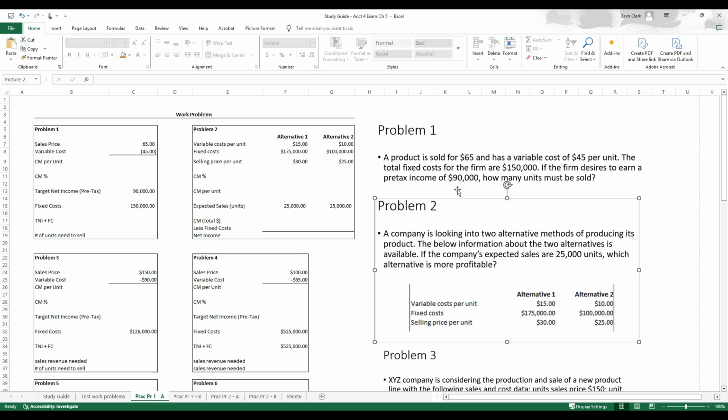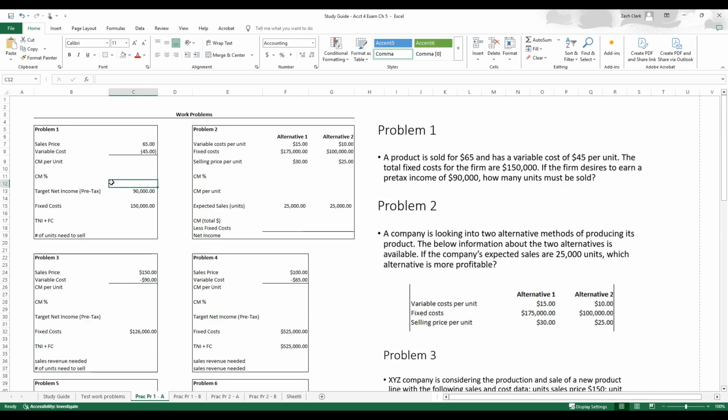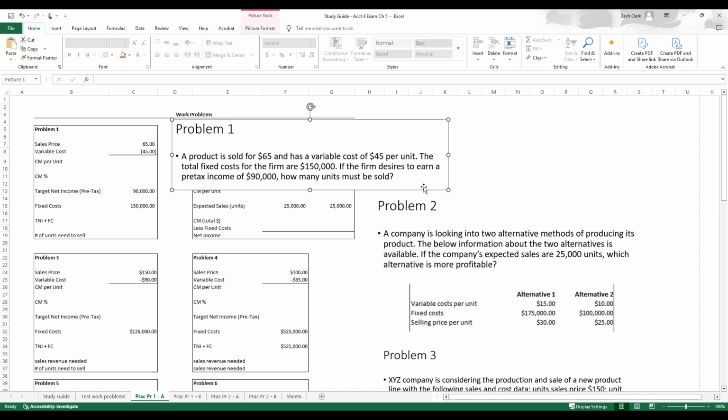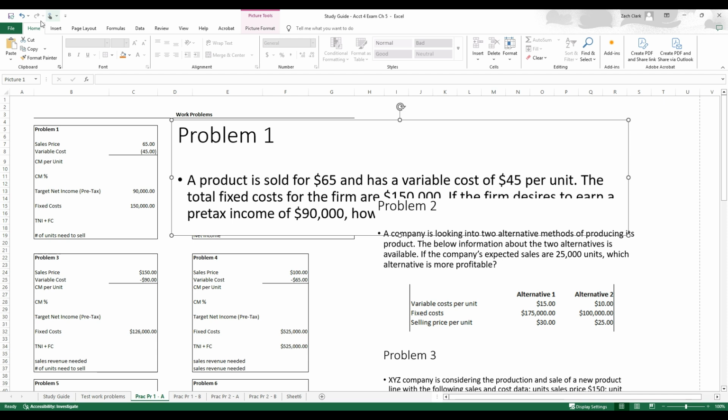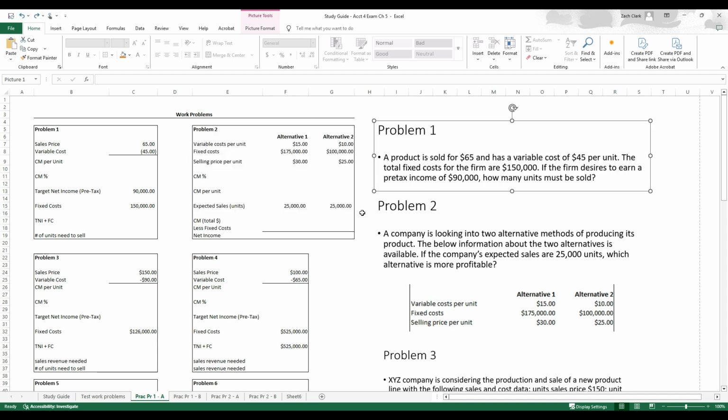I've got the problems pulled over as screenshots here to the side, and then we've got the template sections where we can do our work. So let's take a look at these one by one. Let's just leave them over here.